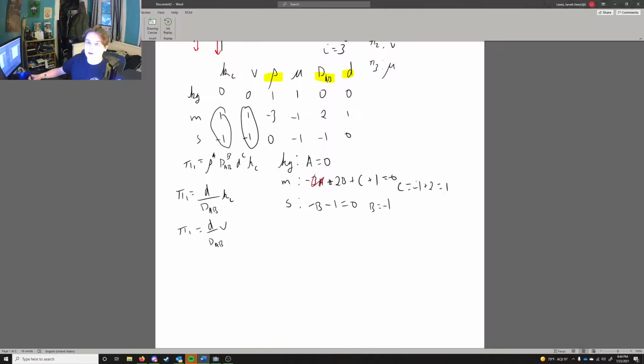So now we're going to go to the third equation, as equal to: we're going to raise the density to the D power, the diffusivity to the E power, and the diameter to the F power, and we're going to multiply it by the viscosity. And we have to do it for the viscosity because the units are different. So let me highlight these so we don't lose them.